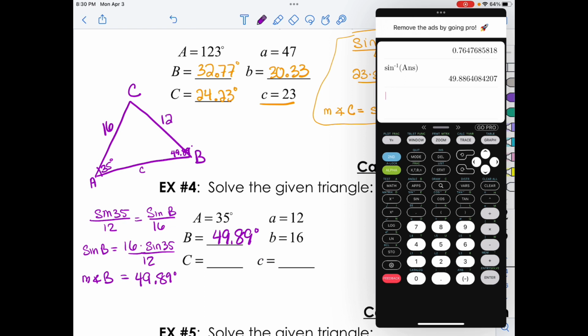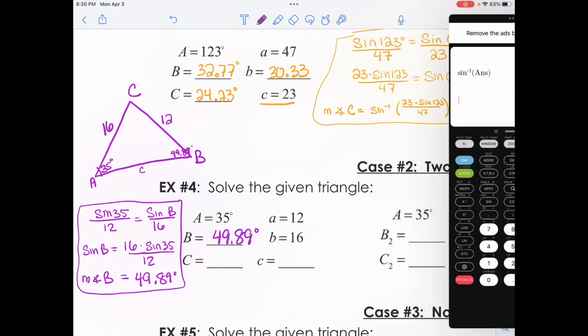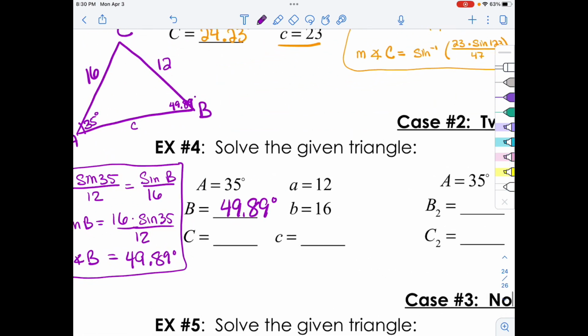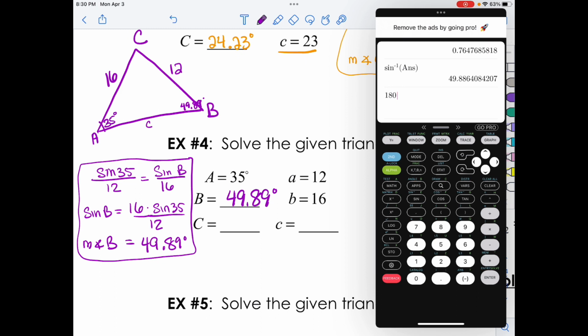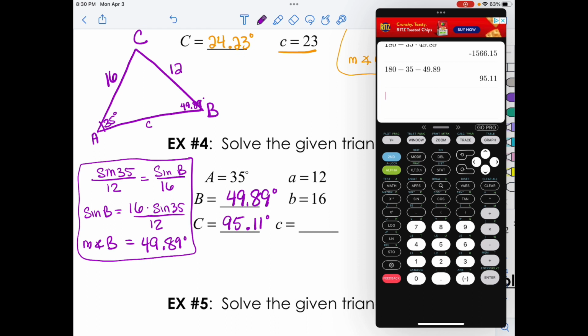So now we're going to follow the same thing we've been doing to find C. And I'm going to continue working on this side so I leave myself space over here for the other one. So to find angle C, 180 minus 35 minus 49.89. Oh, come on, Mrs. O'Connor. Use a minus. There we go. So this is 95.11. And yes, if you're using your calculator for this and you don't show your work for that, I'm not going to be real mad about it.